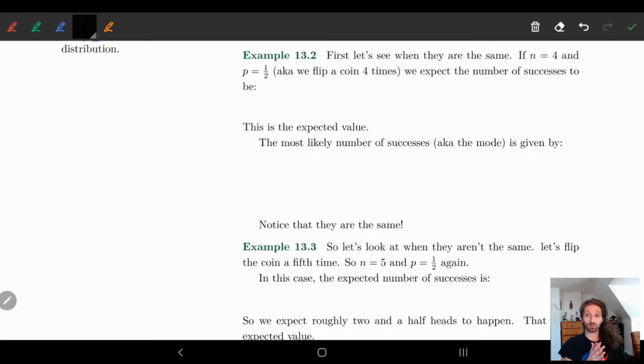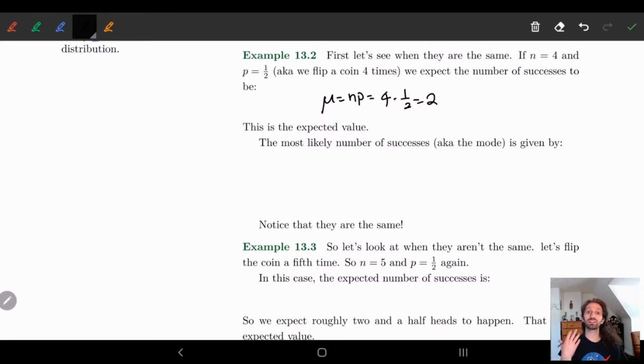In the first example, we're going to use basically the example we had in the previous video. So we have n is equal to 4, and we're flipping a coin 4 times. Regular coin flip, fair coin, probability is 1/2. So what would be the expected number of successes? This is the expected value. So here we have mu is equal to n times p. So we have 4 times 1/2, which is equal to 2. So we would expect 2 heads, right? A success for us is going to just be a head.